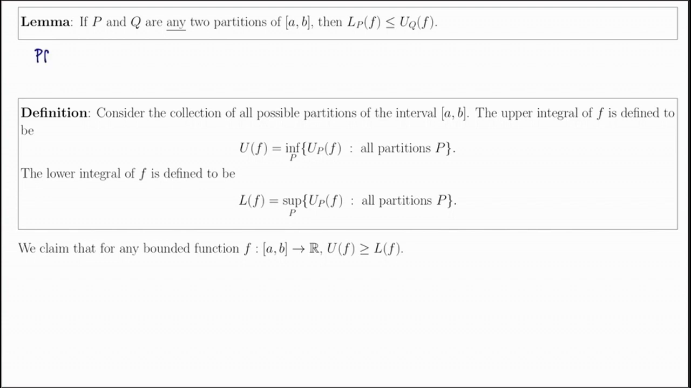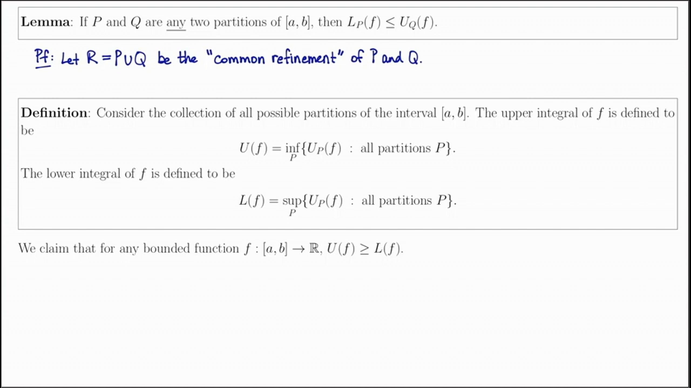The proof is actually easy. Let's let capital R be the common refinement of both of them. So it's like I'm going to take all of the points that form P and join them with all of the points that form Q. So now we have R refines P and R refines Q.